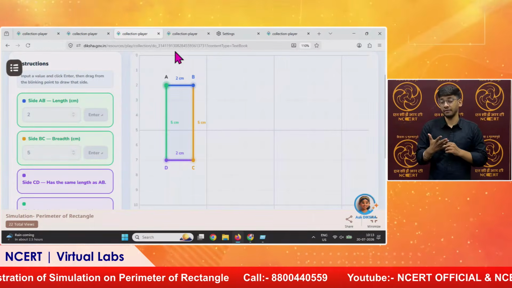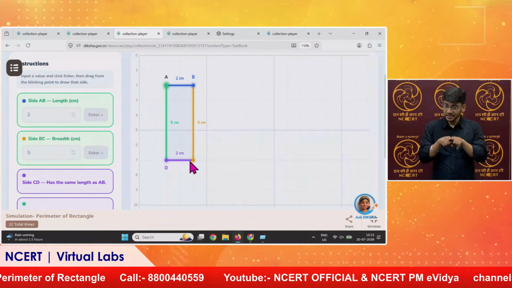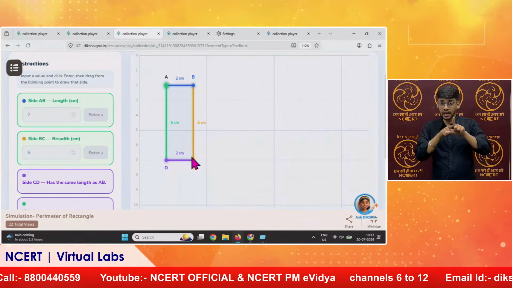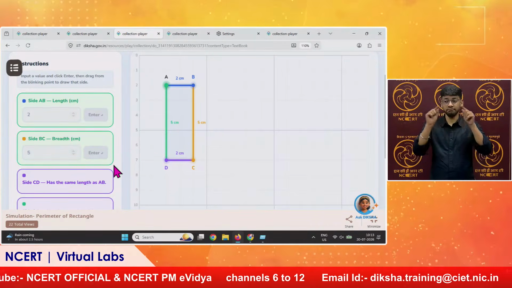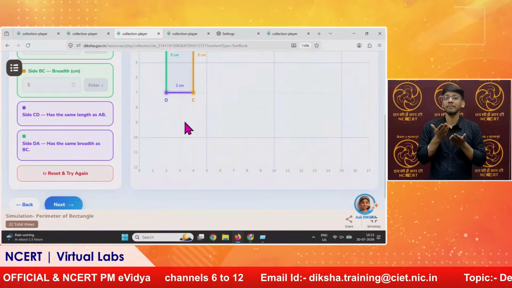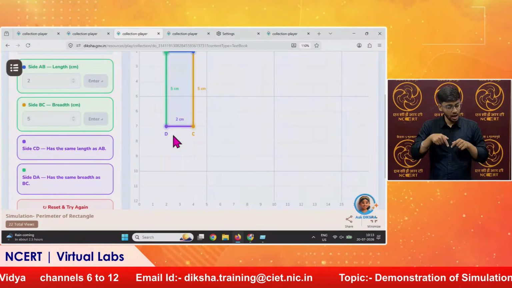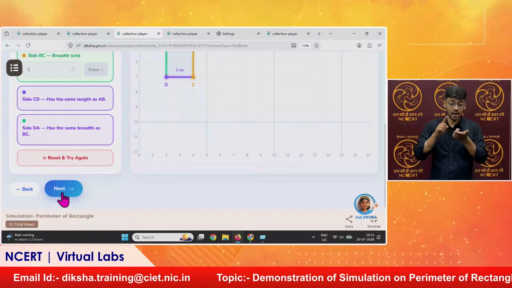This way we can see the parallel sides are equal, opposite sides are equal and parallel, and the angle in between the length and breadth is 90 degree. So this way we can see a rectangle has been formed. Now we are going to explore what is the perimeter. So we are going to the next step.